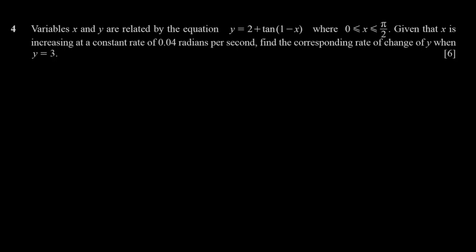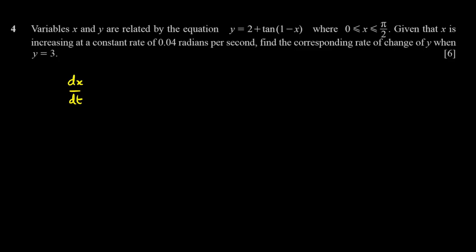Now, with these kind of questions, I think it's important that we identify and label information from the question at the very start. So what does this mean? X is increasing at a constant rate of 0.04 radians per second. That represents the rate of change of x with respect to time. We can write that as dx/dt, which literally means the change of x with respect to the change of time.